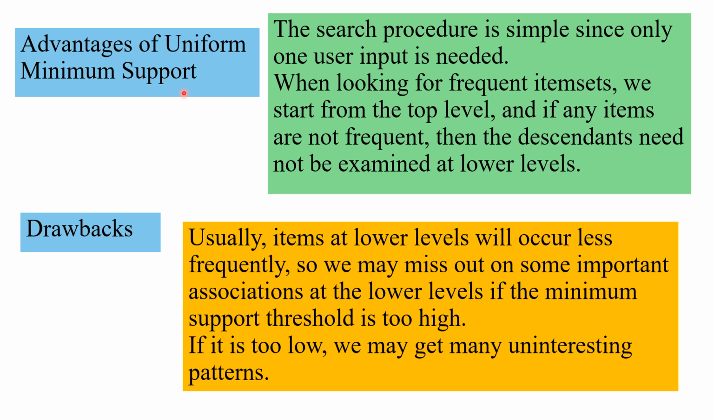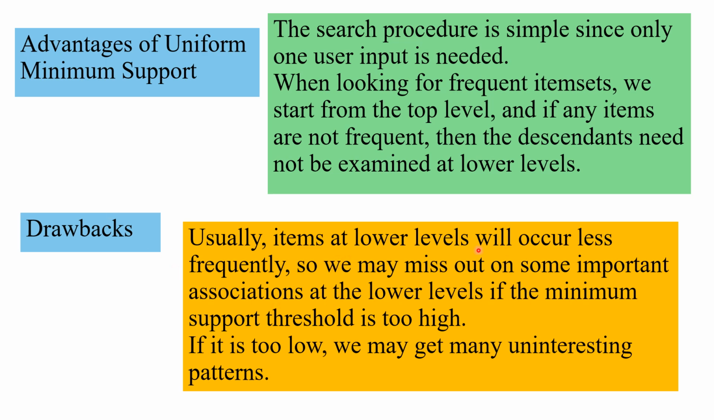So what are the advantages of uniform minimum support? The search procedure becomes simple since only one user input is required. And when looking for frequent item sets, we start from the top level. And if items are not frequent, their descendants are not examined. But what are the drawbacks of having a uniform minimum support?